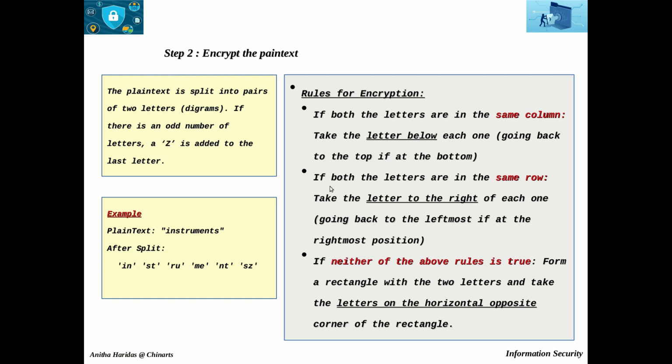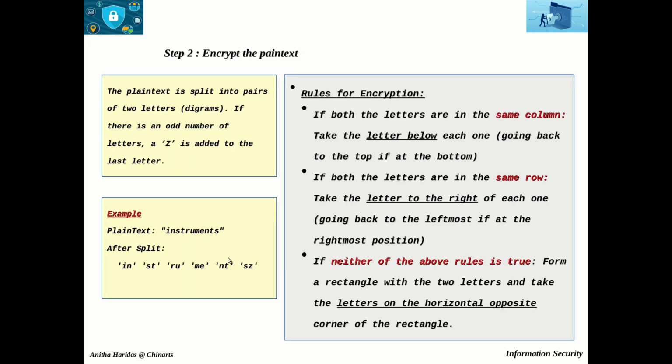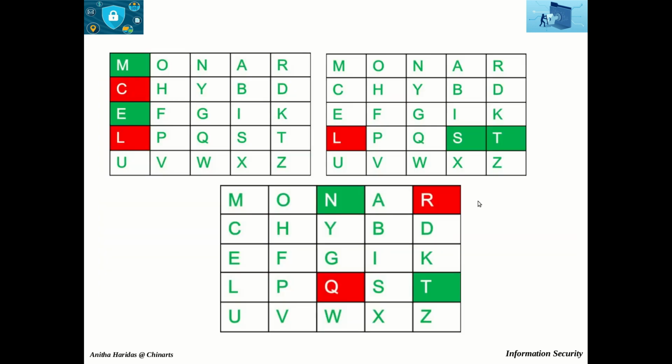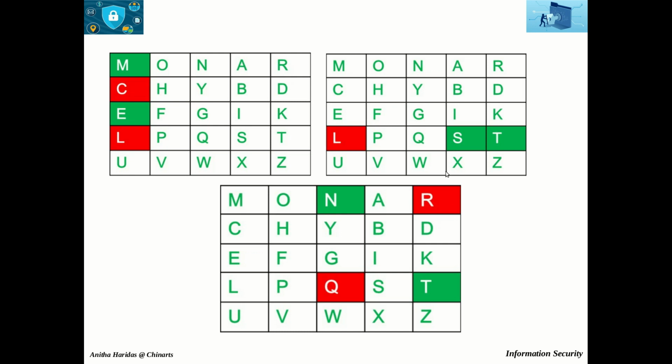Now the second rule says if both the letters are in the same row. Let us take the example ST. ST is there in our plain text. So how to encrypt ST? ST digraph is in the same row, correct? If so, what do we have to do? We have to take the letter to the right of each one. What are the characters we have at the right of each one? For S, the character at the right is T, and for T, there is no character at the right.